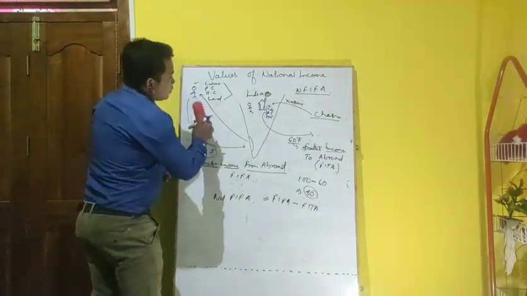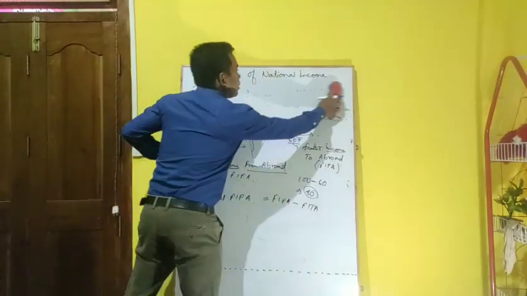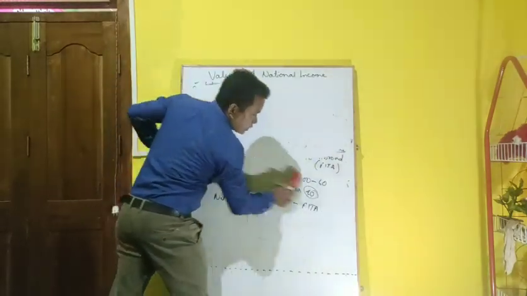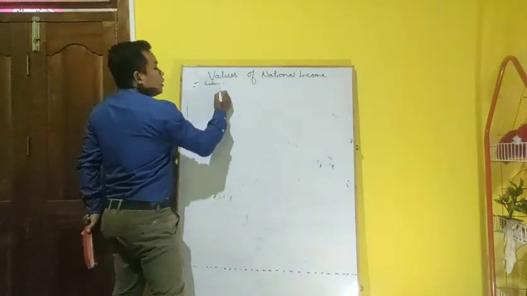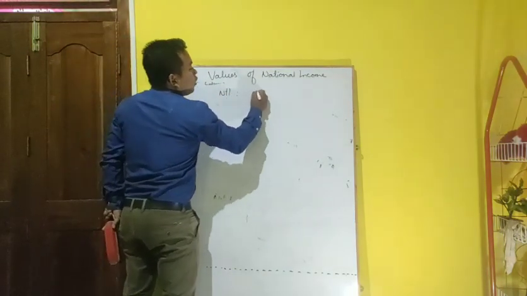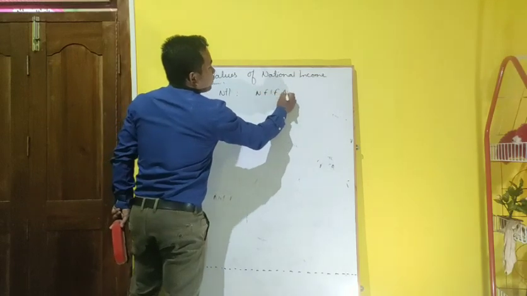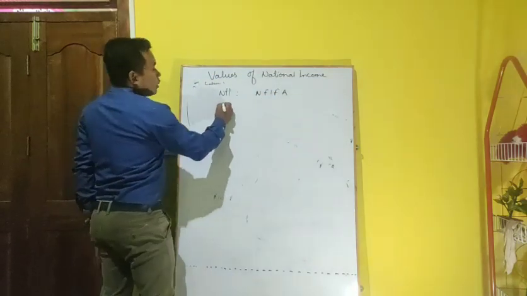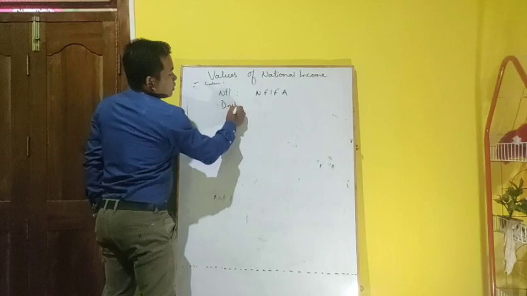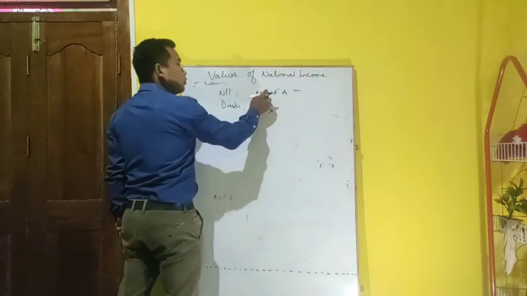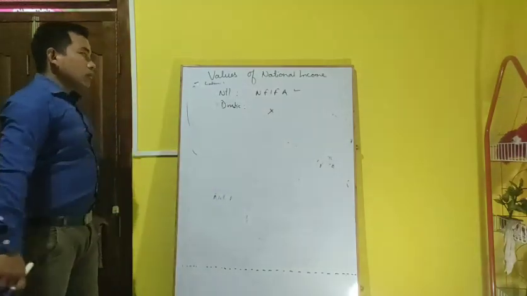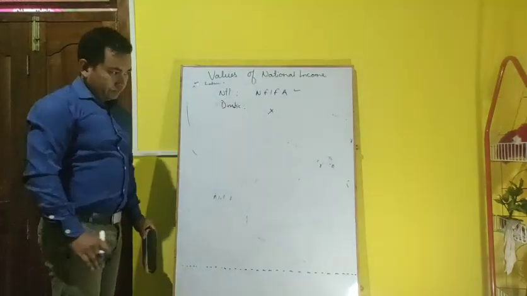Now, therefore, in this second combination of national value and domestic value, we know this. In the national value, we include the calculation of NFIA. But in the calculation of the domestic value, we don't include the NFIA value.